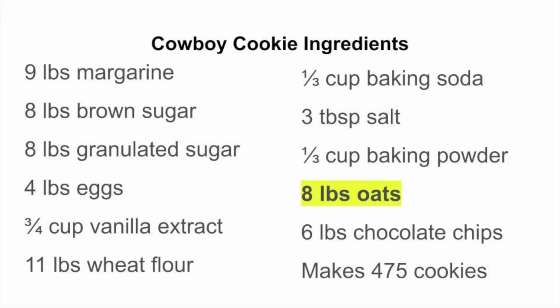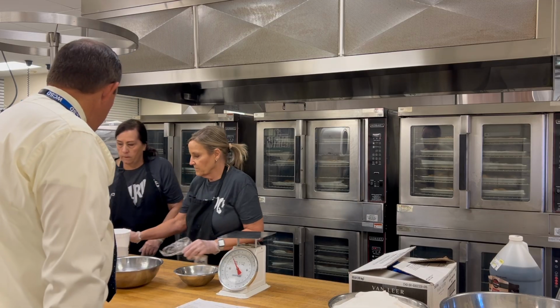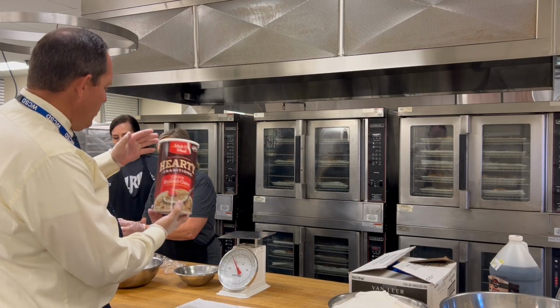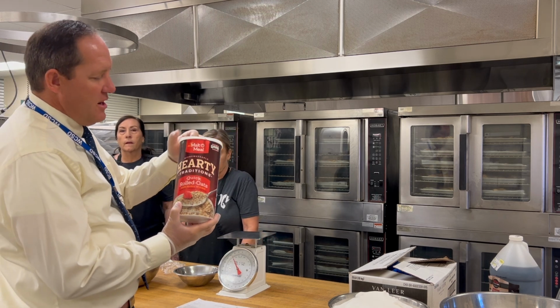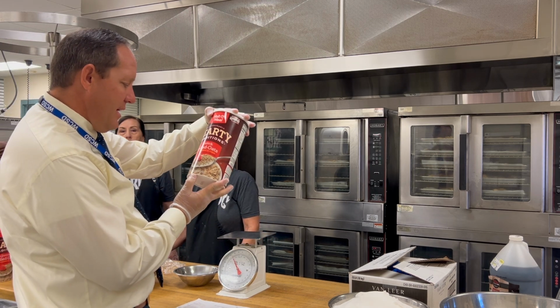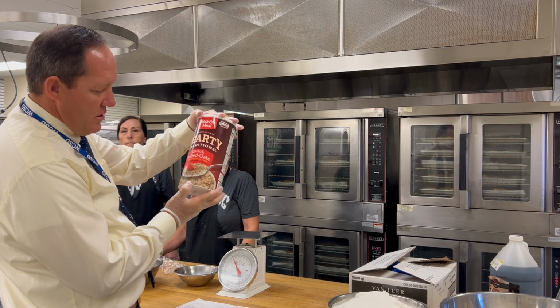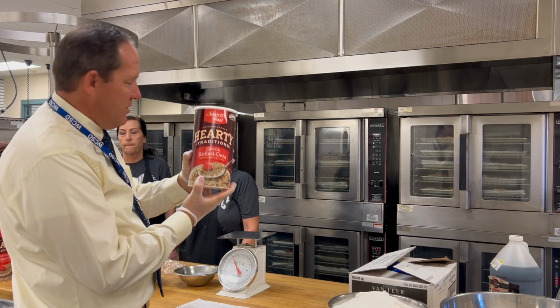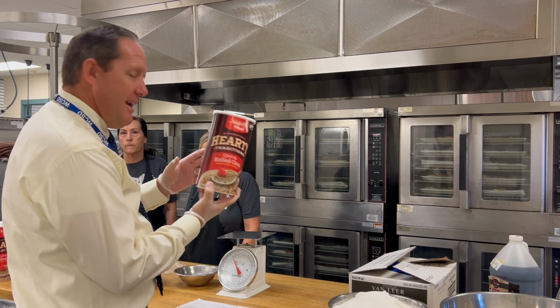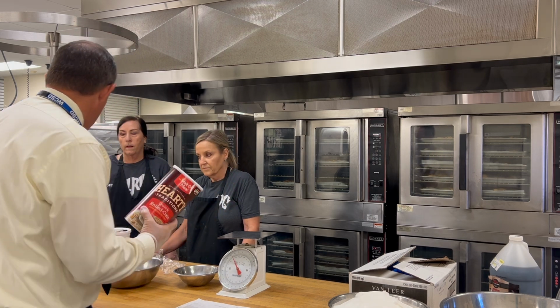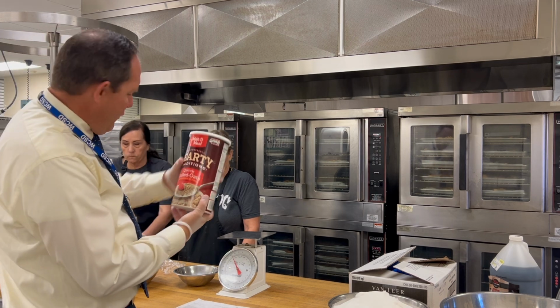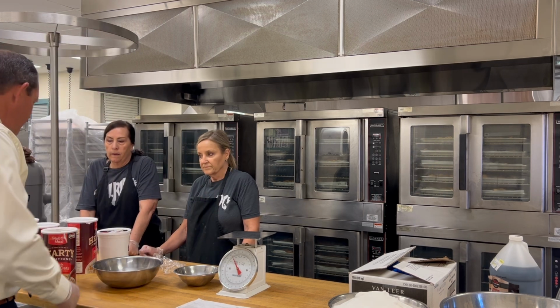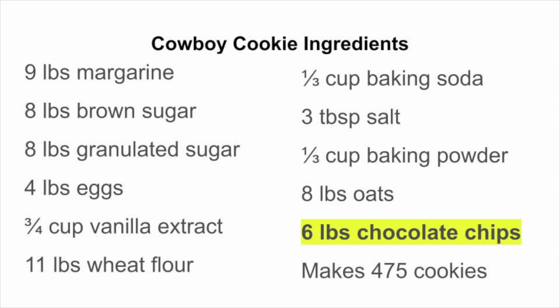The next ingredient, we need 8 pounds of oats. Now, we've got packages of oats here, and we could weigh them out, but since this is a package that's not open, and we can look at the weight here, it says 2 pounds is in this container. So I know if I need 8 pounds total, then I'm going to need 4 containers. So we've got 4 of these, and we've got all of our oats that we need right here. And that's our 8 pounds.